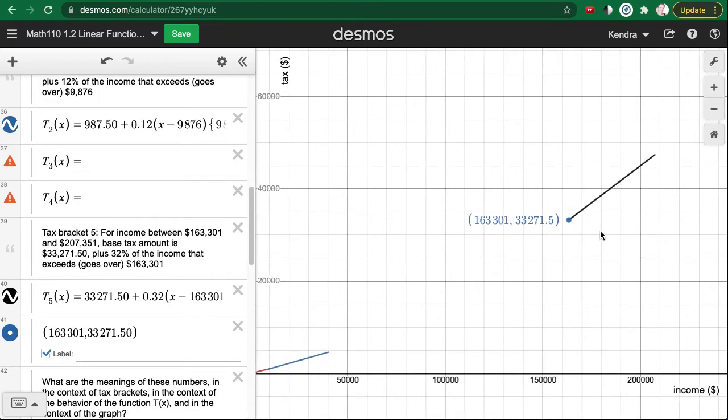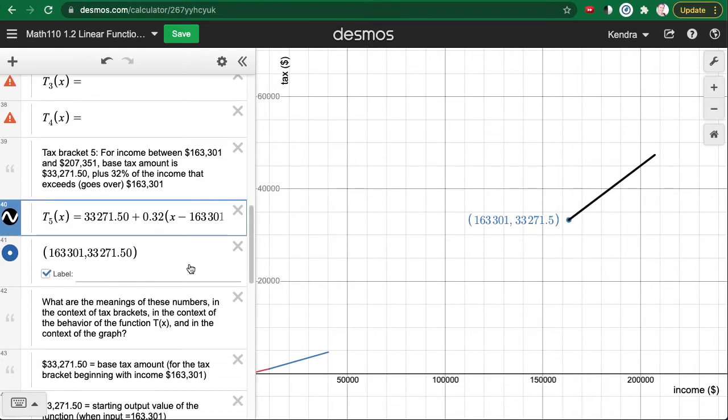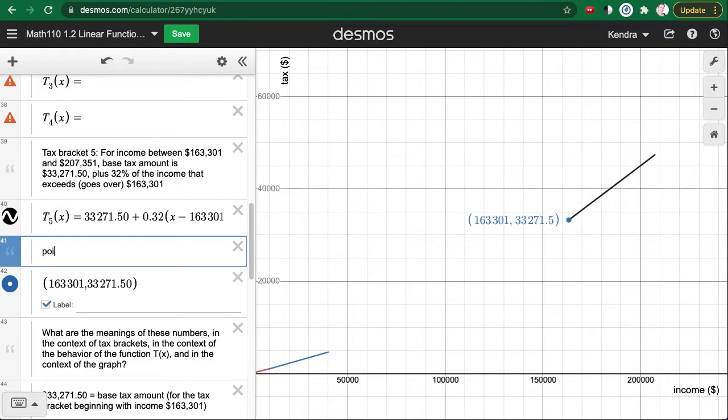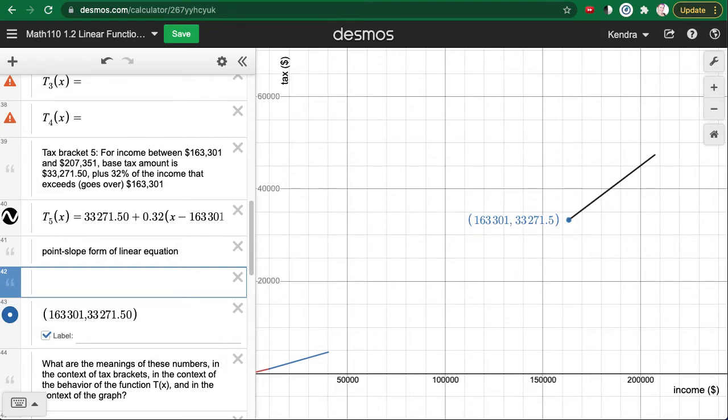Many of you have actually learned the quote-unquote point slope form of a line. And I want you to relearn it. Many people see the point slope form of a linear equation as y minus y1 equals m times x minus x1, something like that.